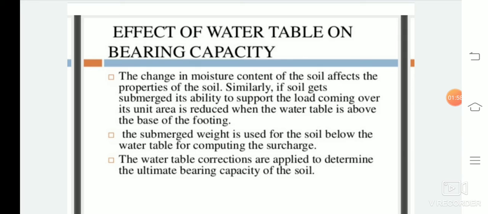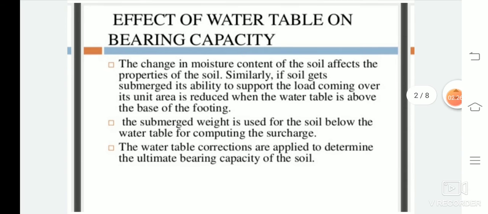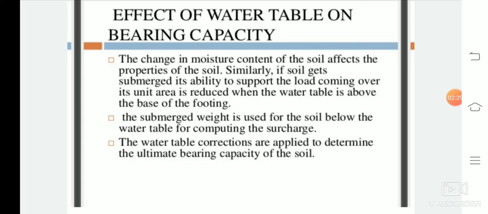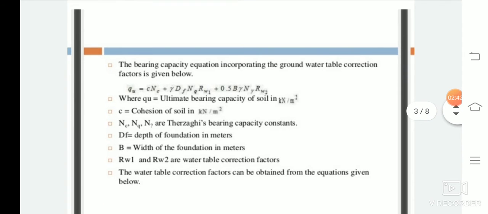The change in moisture content of the soil mostly affects the property of the soil. So if the soil gets submerged, its ability to support the load coming from the superstructure will be reduced when the water table is above the base of the footing. The submerged weight of the soil below the water table will help in computing the surcharge value. Hence, the water table correction factors are mainly determined for finding out the value of the bearing capacity of the soil. So, now, what is the value of the water table reduction factor?